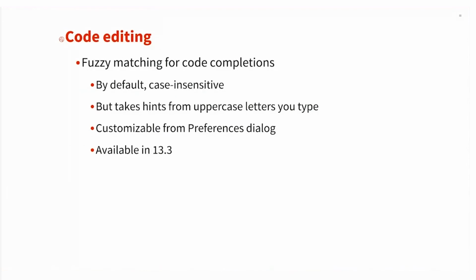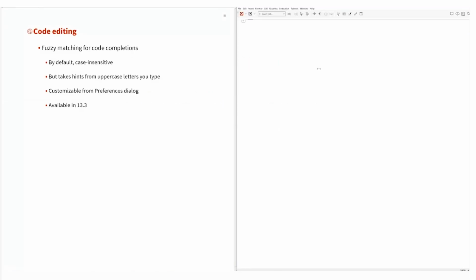Code editing. This is something, package editor change, by the way, was in 13.3. The idea is that normally if you type in regular Wolfram language code and you type in full symbols, you get completions like you would expect based on what you've typed so far. And that's fine, nothing wrong with that. But we now have fuzzy matching for completions too. This is very popular in programming editors.